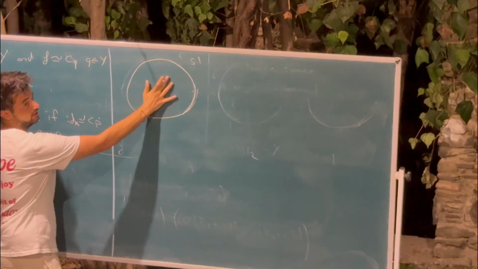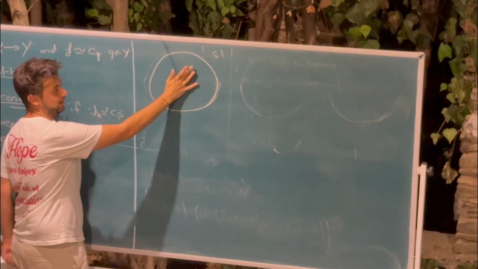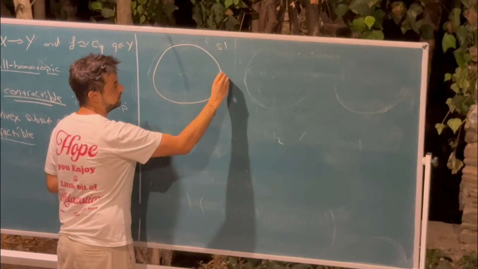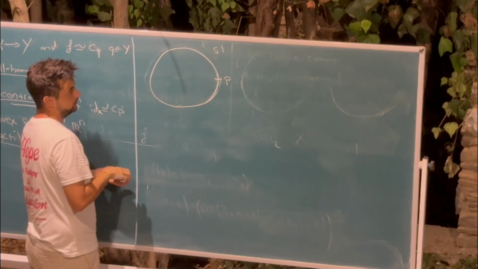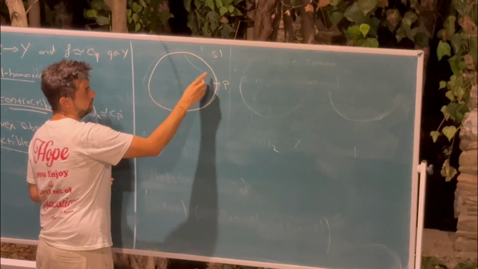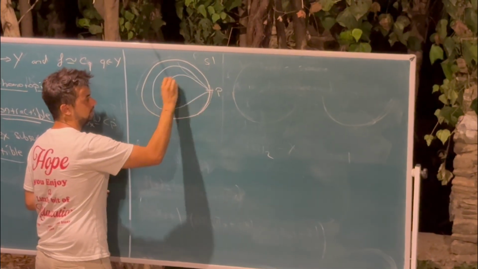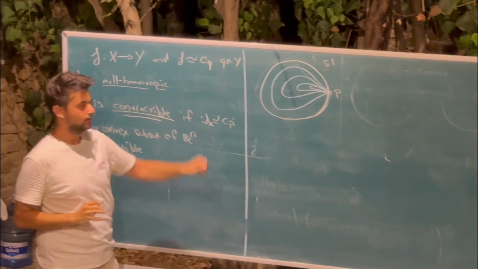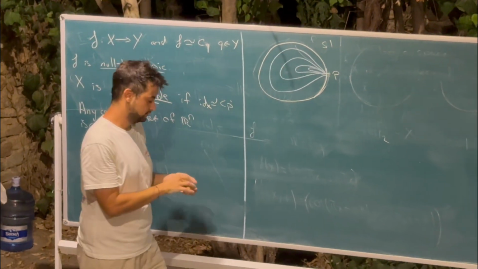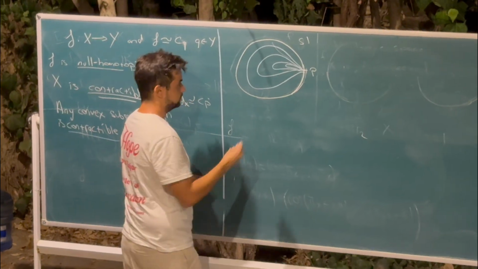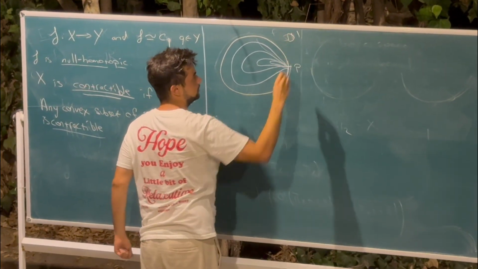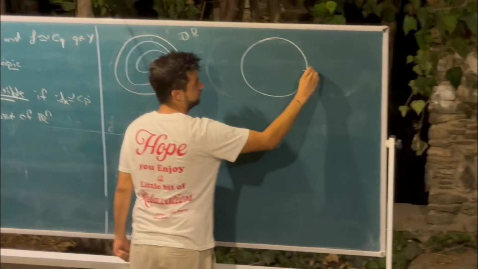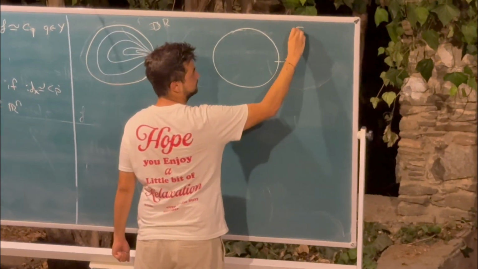Okay, so there's nothing here. This is not a part of my space. If this was a part of my space, I could contract S1 to P, slowly deforming it like this, and I'm not even moving P. But this is not a part of my space, so I can't do that. Maybe this is not S1 but D1, D2. Okay, I'll try to convince you that this is not contractible.